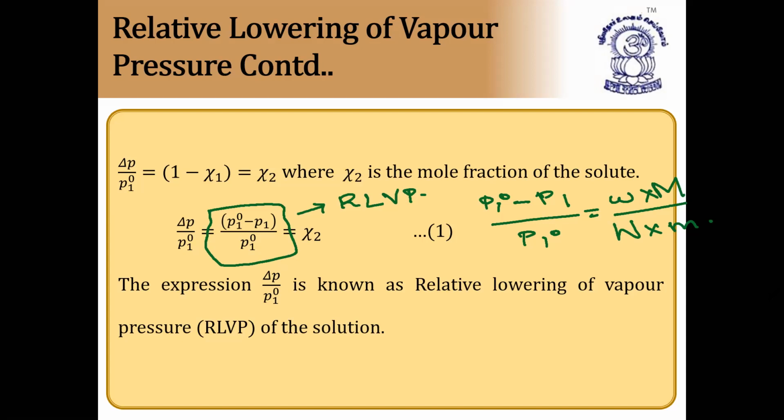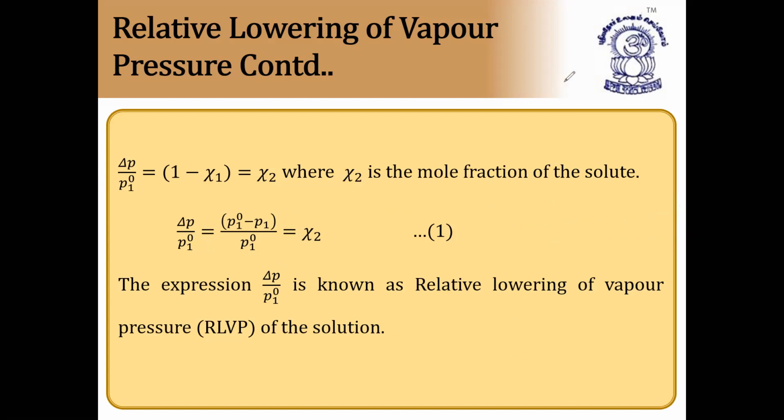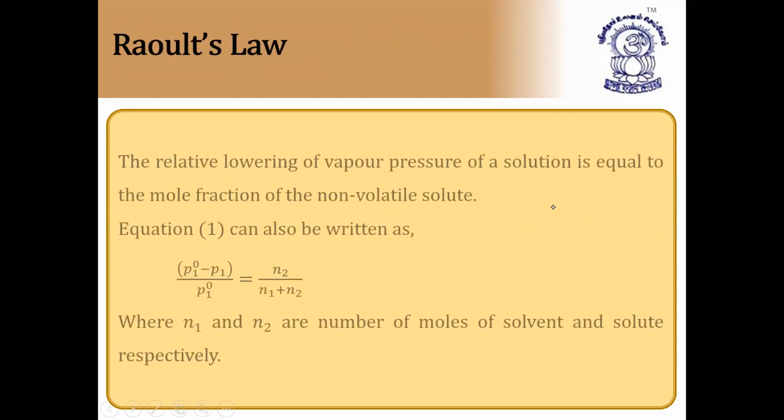Small w is called weight of solute, capital W is called weight of solvent, capital M is called molecular weight of solvent, and small m is called molecular weight of solute. So if you use the same letters for the weight of solute and weight of solvent, it will be easy for you to apply the formula. I hope this is clear now.